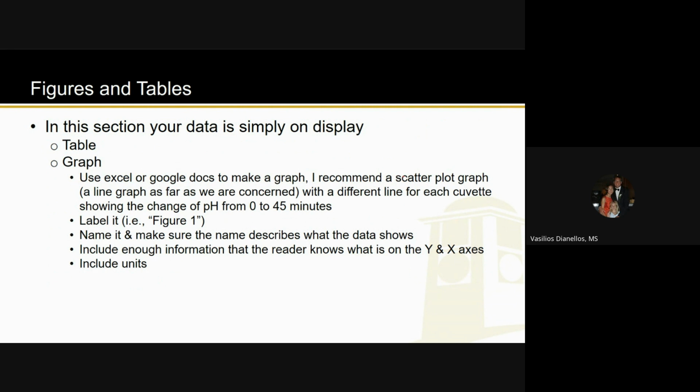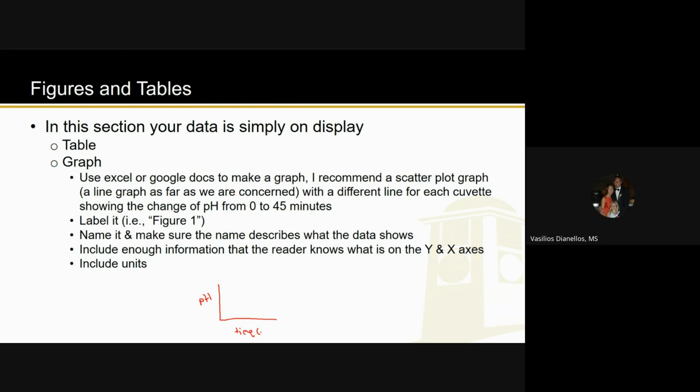I recommend using a scatter plot graph, right? That shows the line for each cuvette. So say, for example, we have one, light versus dark, right? So here on the y-axis, you have pH. Here on the x-axis, you have time.